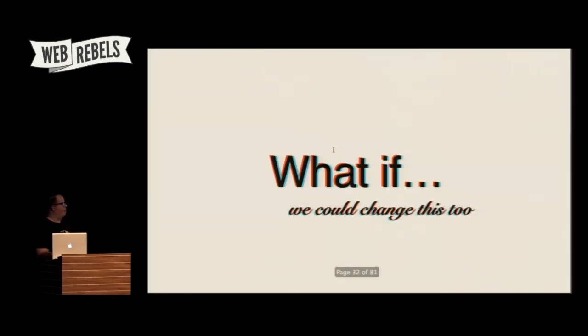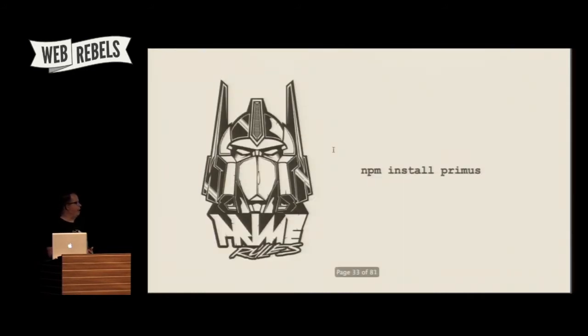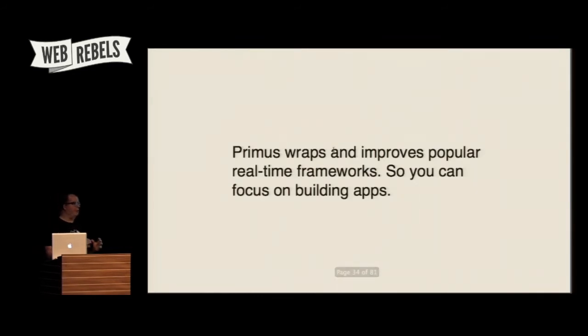So I came up with a solution for that, and so we can change that too, and it's called Primus. It's a wrapper around all these popular frameworks, and it makes it easier for you to just focus on building apps instead of having to worry about real-time and all these bugs that I mentioned.